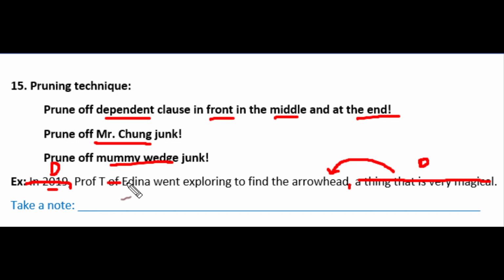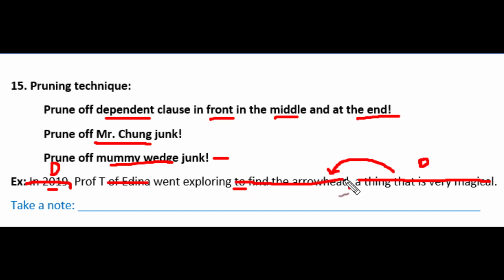That's a mummy wedge of Edina. Let's cross that out. All right, Prof T when exploring to find the arrowhead. All right. If you wanted to take it one step further, you could go ahead and knock off some of this crazy stuff dealing with mummy wedges level 2. You see here we have the word 2, which is mummy wedges level 2.